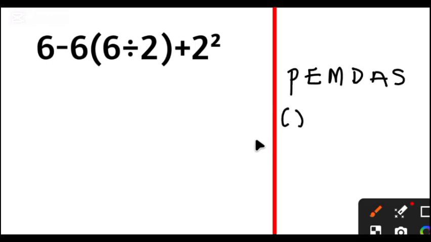P here stands for parentheses. We do the one in parentheses first, 6 minus 6. Here is multiplication. Then 6 divided by 2 is 3, plus 2 raised to power 2.